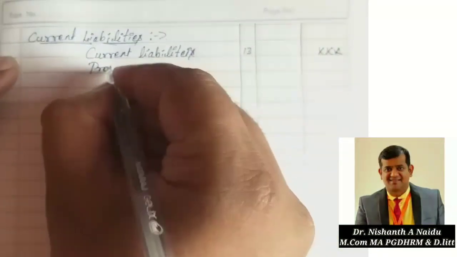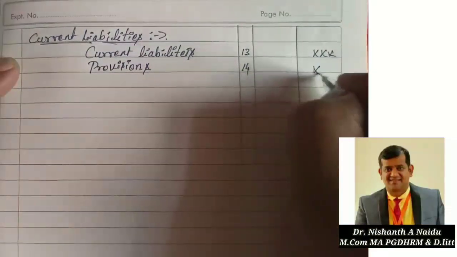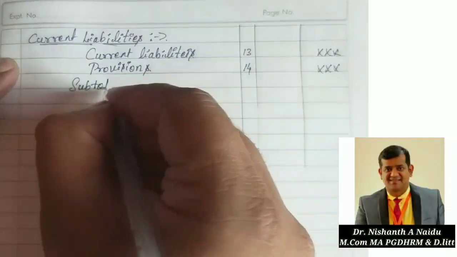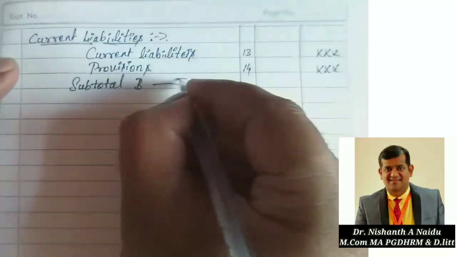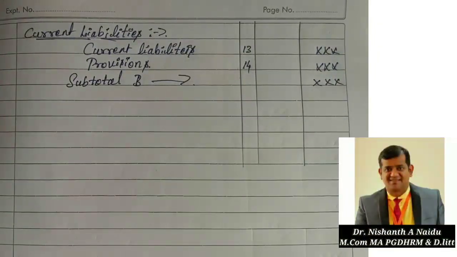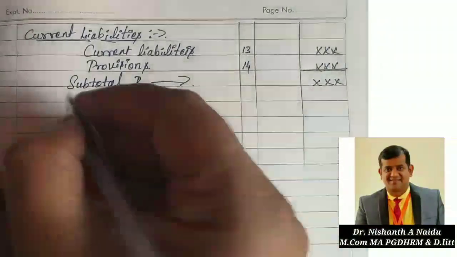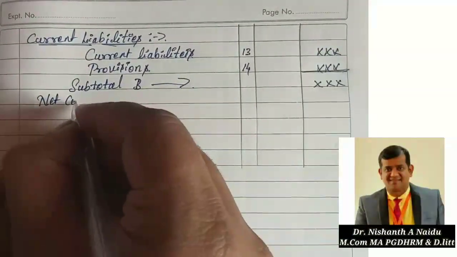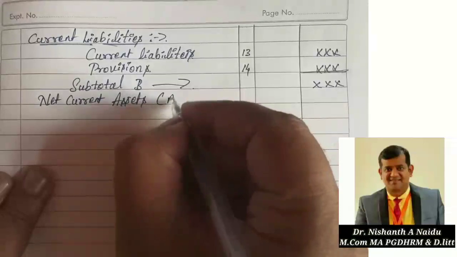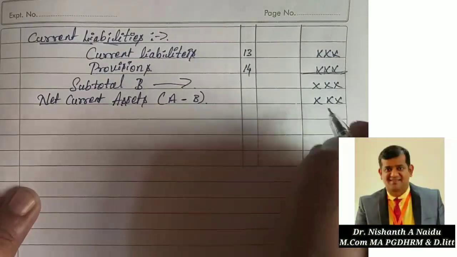Next write provisions, schedule number 14, triple X. And next we'll have this as a subtotal B. So I have done the subtotal for this. So close the amount column. Subtotal B. So next is, remember this always, net current assets. Net current assets, that is A minus B. Okay, so write that amount.